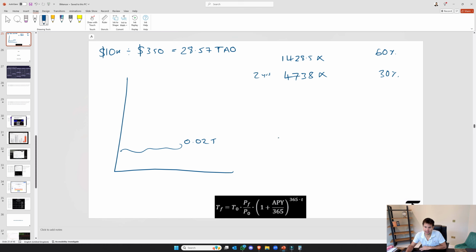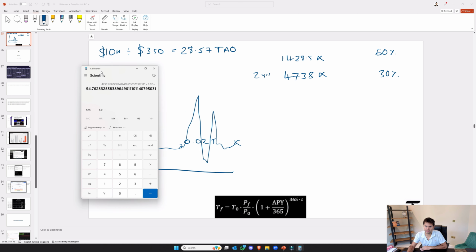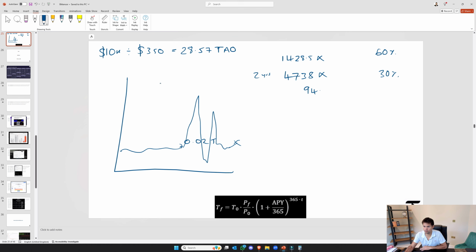And let's just say, over 2 years the price goes up, goes down, it will have done all sorts, but let's say you had to sell at exactly the same price. Well then it's that times 0.02. You've now got 94.76 TAO, which is an increase from the 28.5.